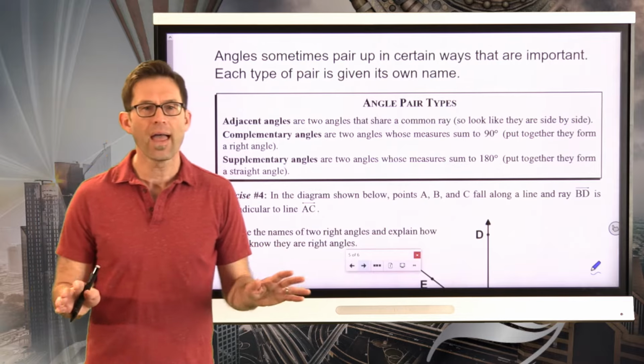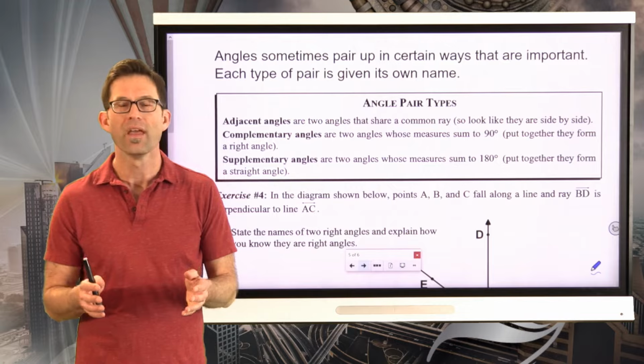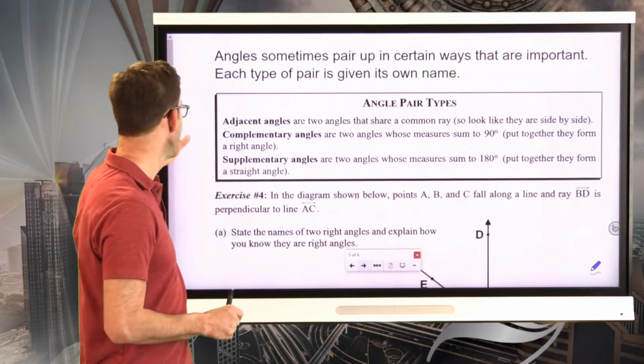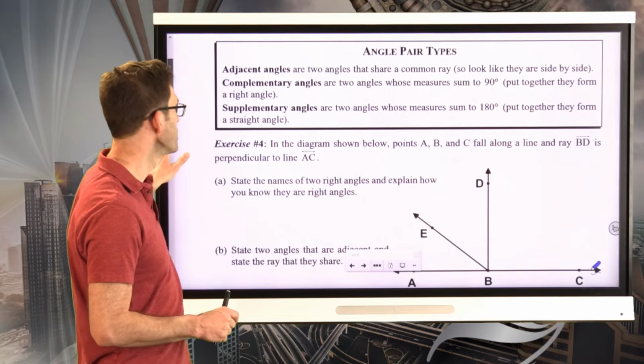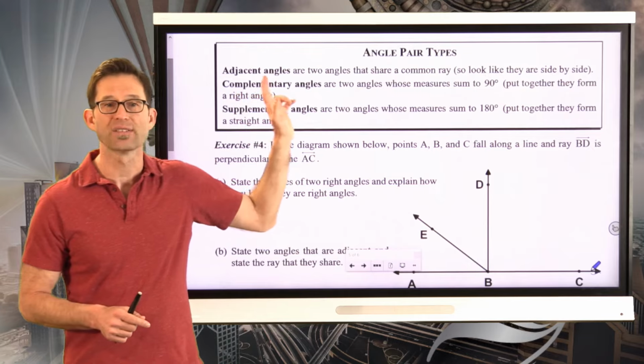Now, angles sometimes pair up with one another in ways that are important. Each type of angle pair is given its own special name. I want to bring these up to the top so that we can really take a look at them. One of the most important types of angle pairs are what are called adjacent angles.